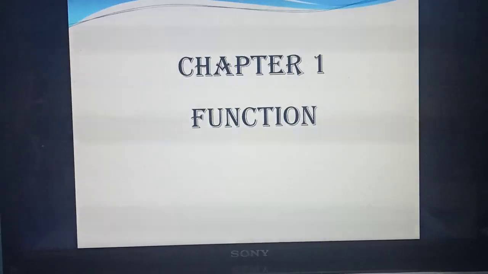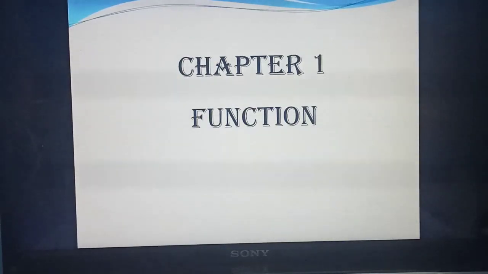So now we are studying chapter 1, function. Last class I just started the chapter 1 function. I gave the introduction about function, and you also studied two more questions. So before I start today's portion, just recall what things you studied in the last class.